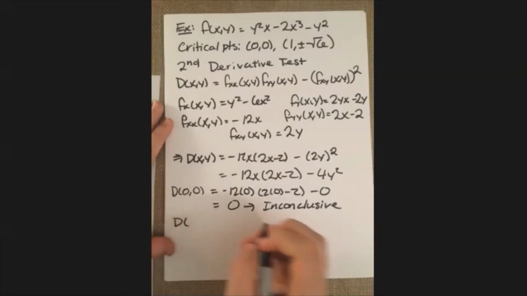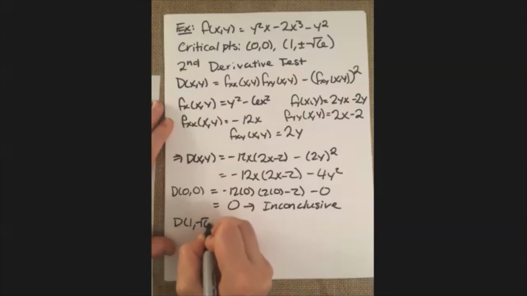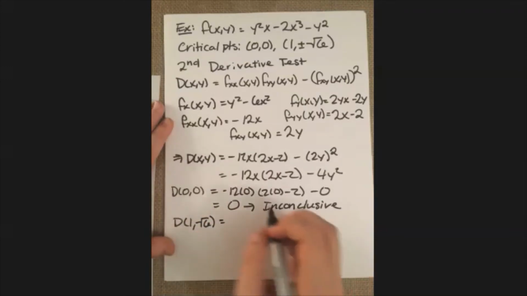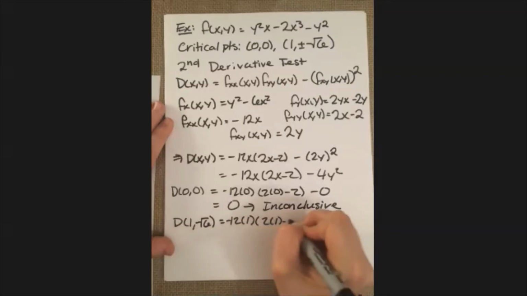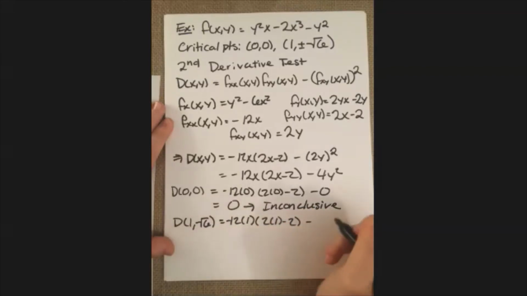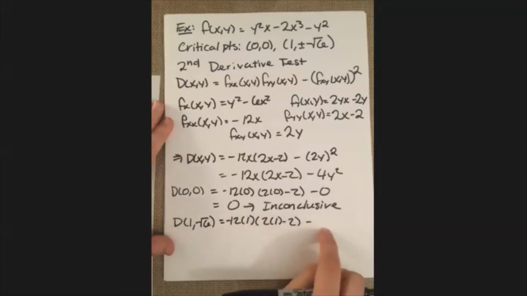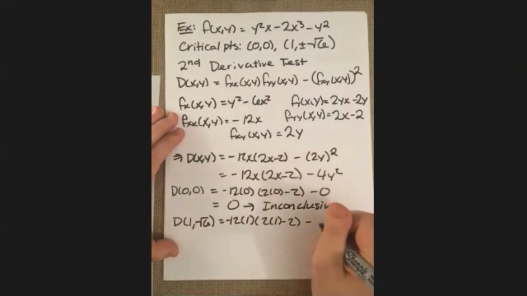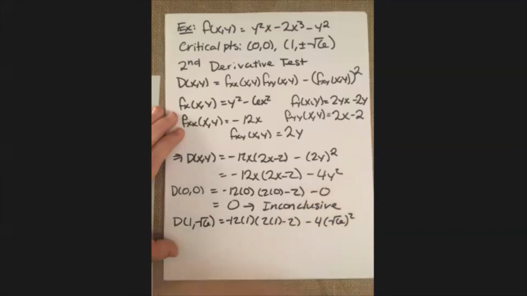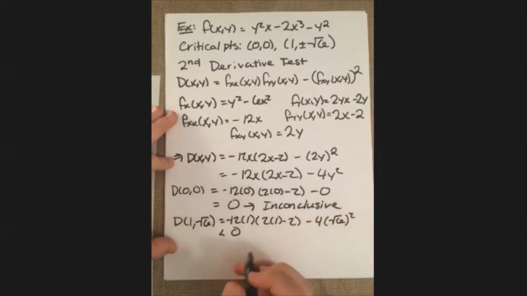Test the other two. (1, root 6). I'm going to get negative 12 times 1, and then 2 times 1 minus 2. Well, this is just going to be 0. And so as soon as this is 0 and this term isn't 0, you know immediately that it's going to wind up having to be negative. In particular, this is 4 times root 6 squared. I really don't care what that comes out to be. It's simple enough to compute, but the big point is that it is less than 0, because this is 0 and that's negative.